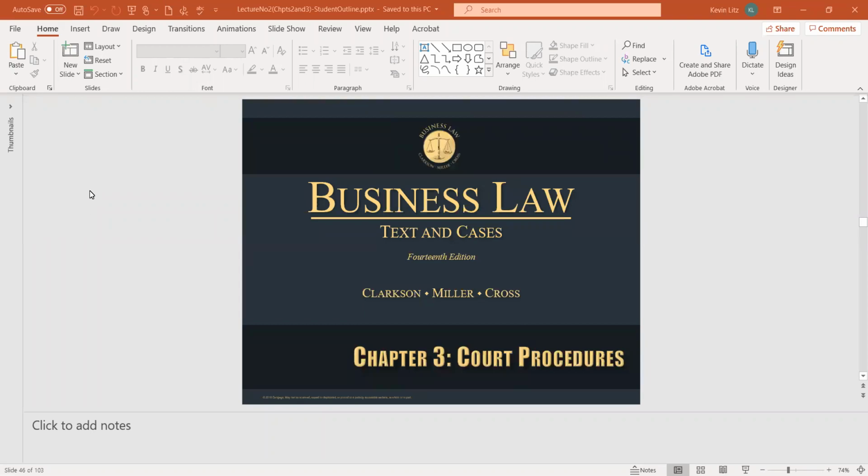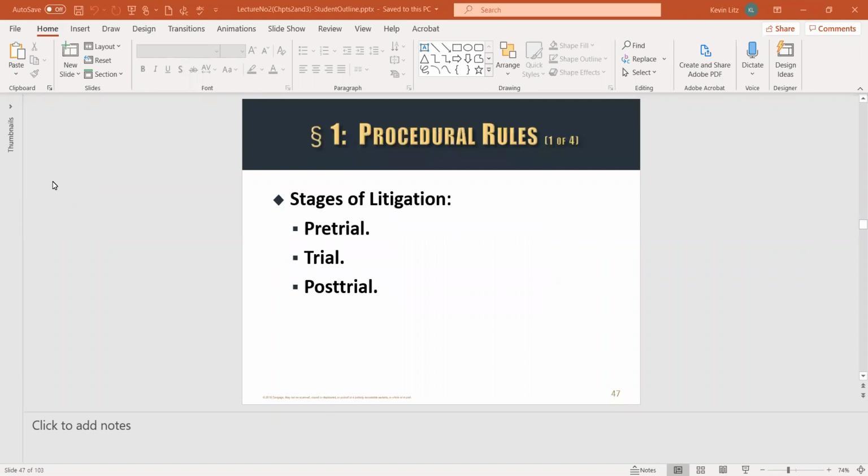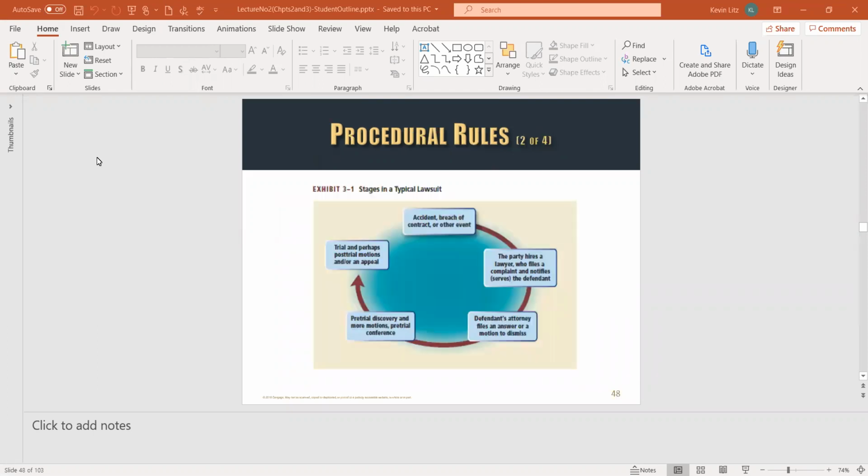All right, let's jump on to Chapter 3, Court Procedures. All right, basically, we've talked about alternative dispute resolution. Let's say that didn't work or you didn't want to do it, so you're going to go ahead and go to litigation. You're going to go ahead and sue somebody in court. Well, one way to look at the stages or chronology is pretrial, trial, post-trial. So I'll let you look at 3.1 here. This is kind of, hey, this is a circle. These are the things that happen.